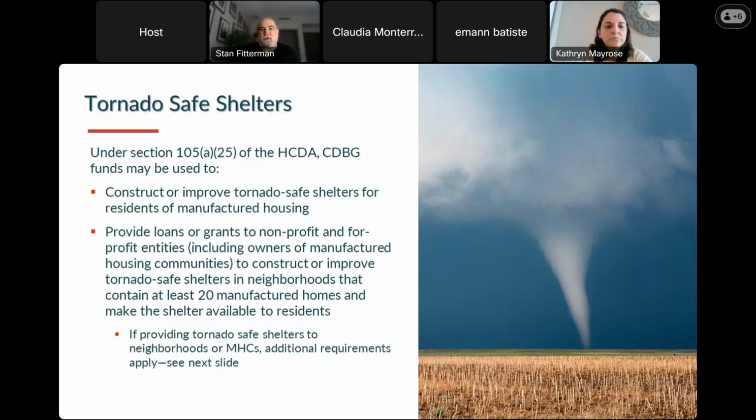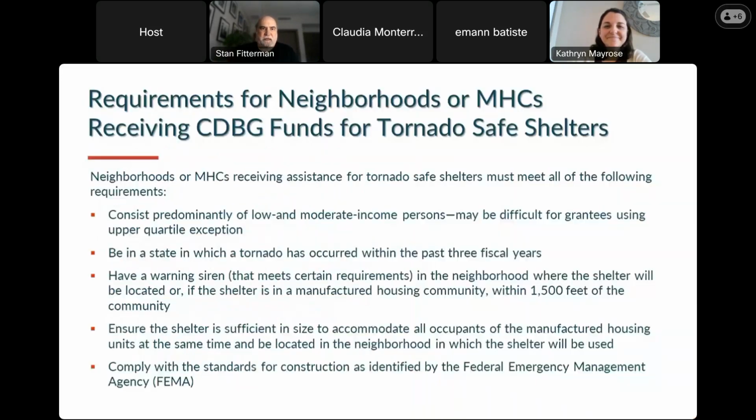It can provide loans or grants to nonprofit and for-profits, including owners of manufactured housing communities, to construct or improve tornado-safe shelters in neighborhoods that have at least 20 manufactured homes. And the shelter is going to be made available to those residents. Under this, we've got additional requirements that we couldn't fit on this slide, so we're going to show them on the next slide. All right, so neighborhoods or manufactured housing communities receiving assistance must meet all the following.